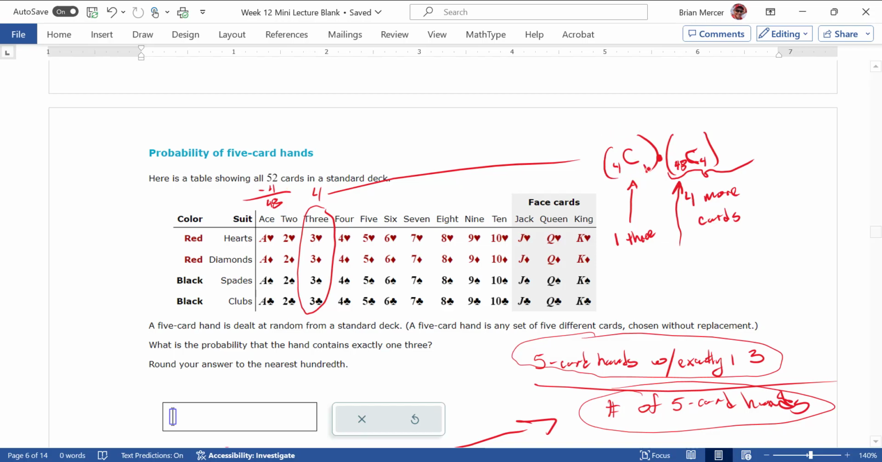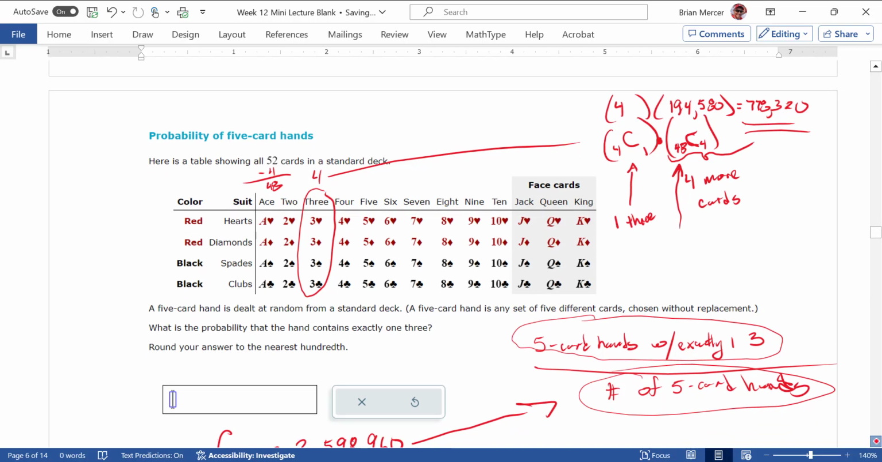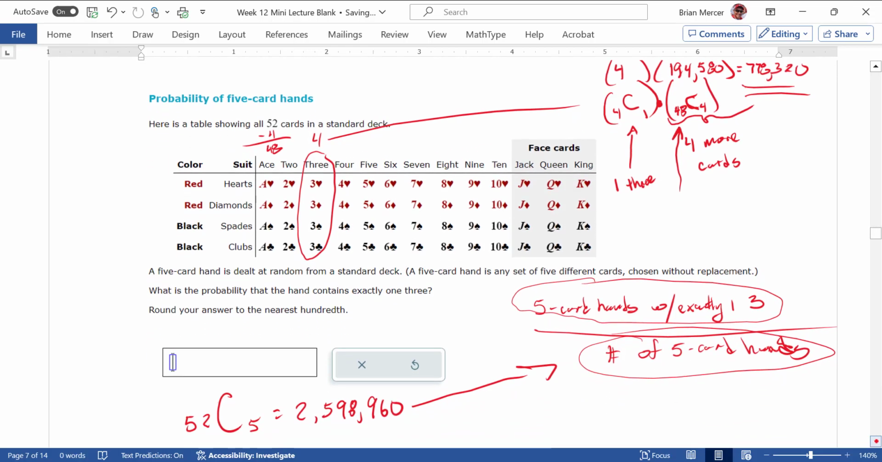So 4C1, that turns out to just be 4. And 48C4, that turns out to be 194,580. And if you multiply those two together, you get 778,320. So that's my numerator, and we already had the denominator, that 2 million number.